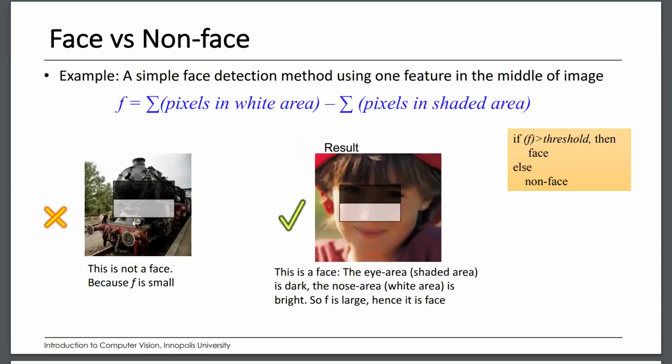So as we can see in here, if you do the subtraction between the sum of the white area and the black area, you're not going to find a very large value that passes the threshold. But if you do it on the pixels of the eyes and the pixels of the cheeks, you're going to find these values passing a certain threshold. So this is a face: the eye area, the shaded area, is dark, the nose area, the white area, is bright. So F is large enough, hence this is a face, right?